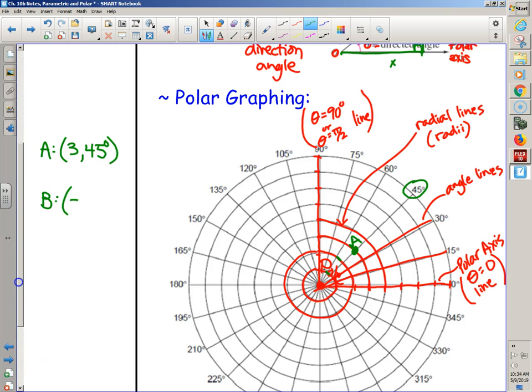Let me show you one more weird thing. What would negative 3, 45 be? You still go on the 45 line, but instead of going 3 in the positive direction, I'm going to go in the negative, the absolute opposite direction.